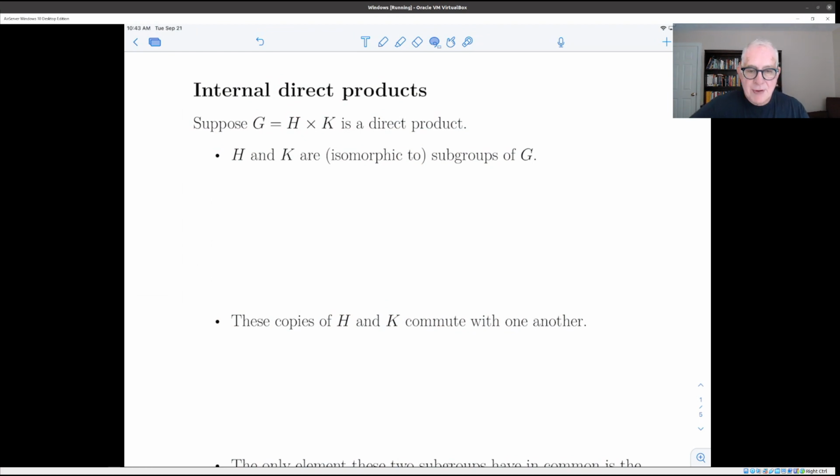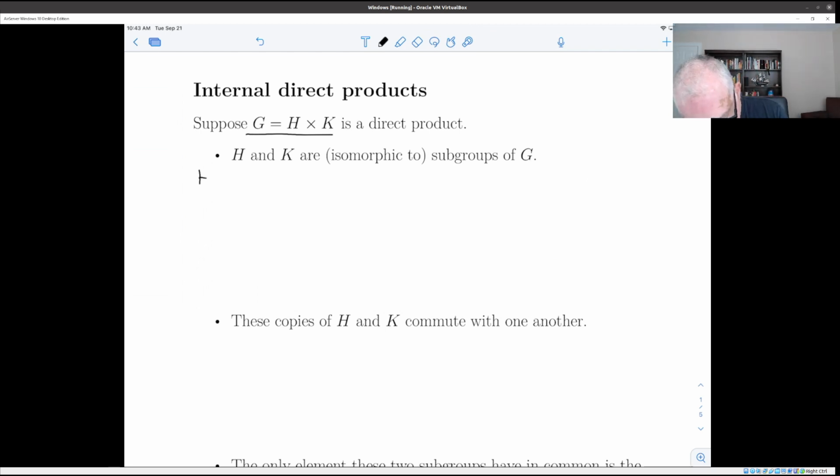So let's start by deducing some general properties of direct products. And the first thing I want to point out is that if you start with a group which is a direct product, let's say of two subgroups H and K, that you can see in the product H cross K, there are two subgroups which are basically copies of H and K. They're isomorphic to H and K.